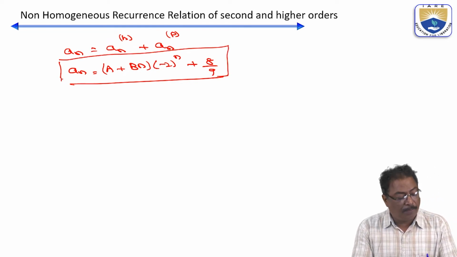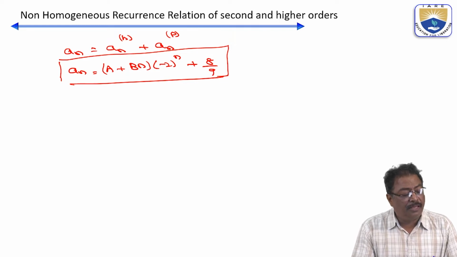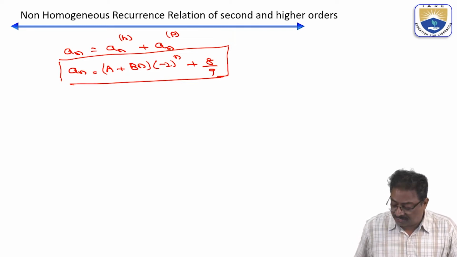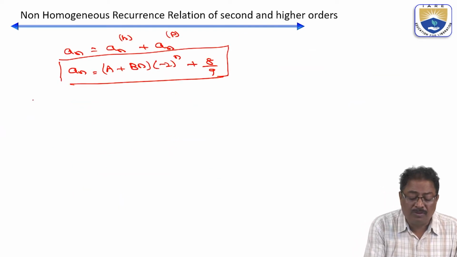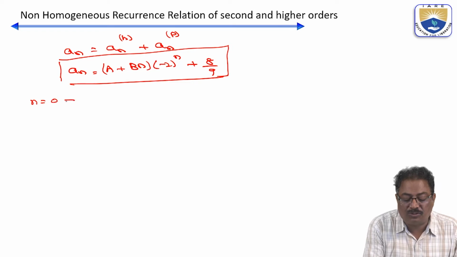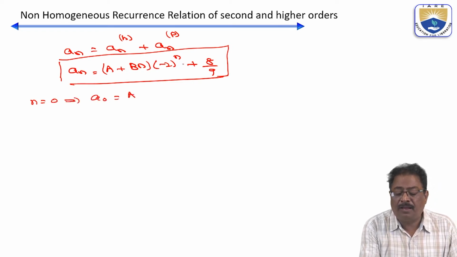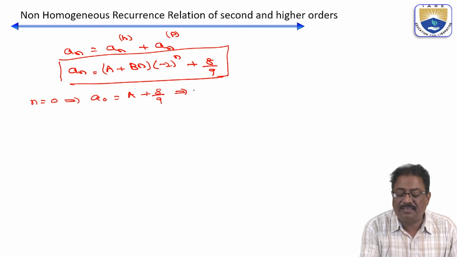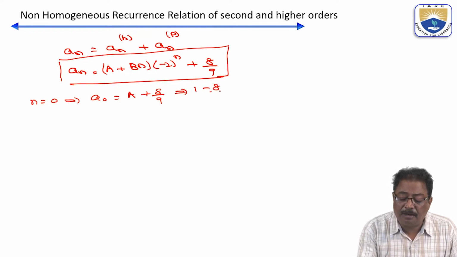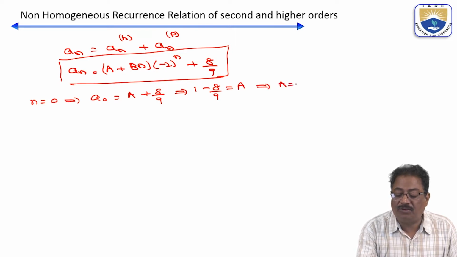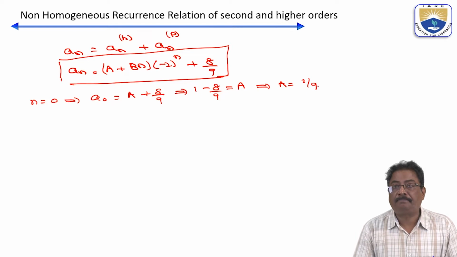Now we have to apply the particular cases. What are the cases given? a0 equals 1 and a1 equals 2. If n equals 0, then a0 equals, substituting, a plus 8 by 9. So taking a0 equals 1, 1 minus 8 by 9 equals a. So I get a equals 1 by 9.